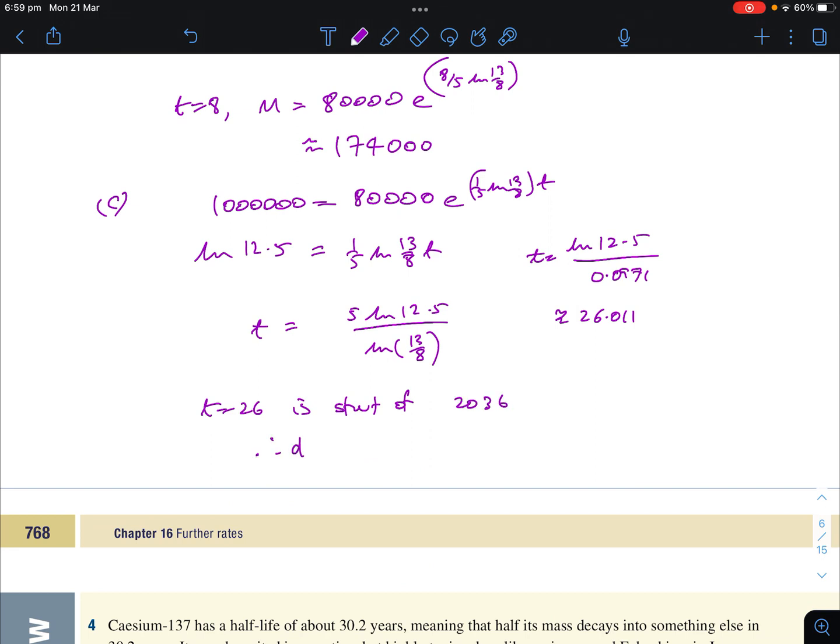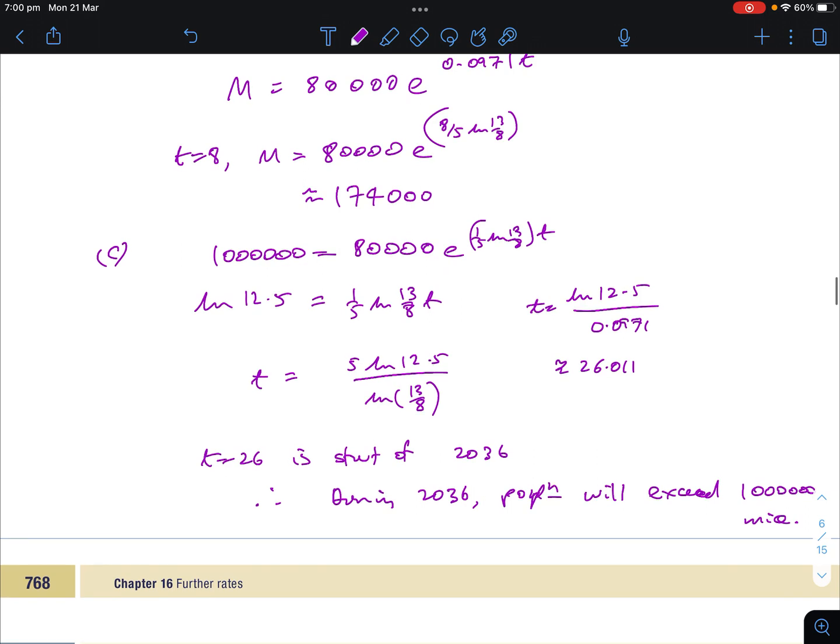Therefore, during 2036, the population will exceed 1 million mice. Okay, I'm hoping that's right.